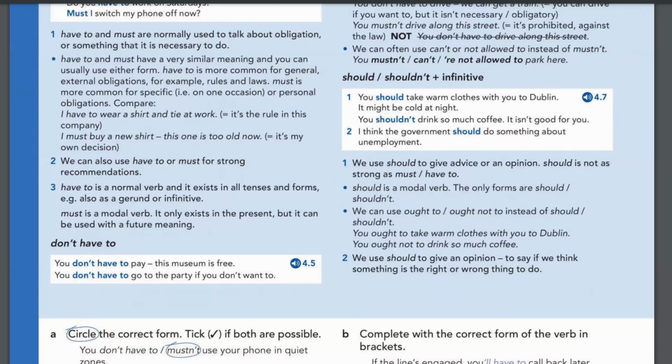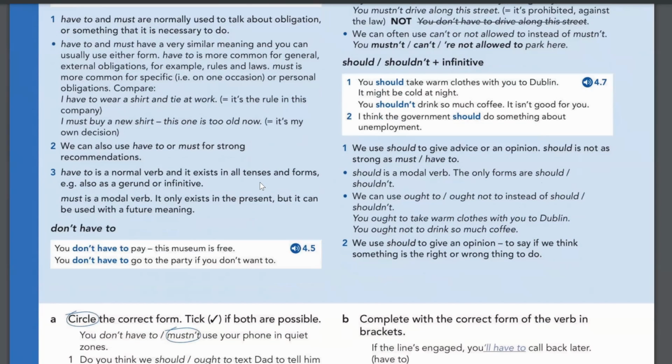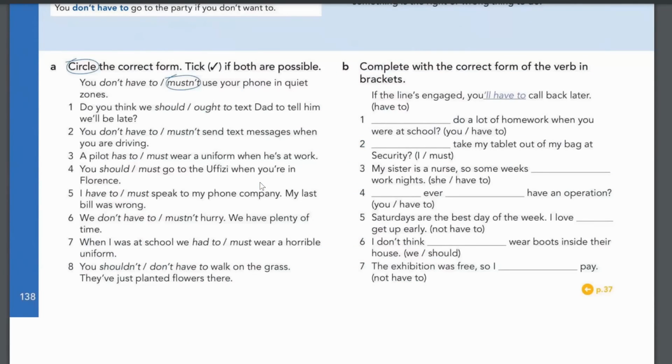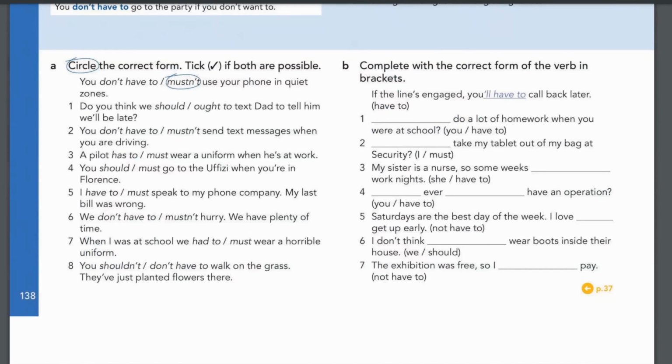Now we're going to do some exercise here, A and B. We're going to do some of them because the rest of it we're going to do in the class. So A exercise, we need to circle the correct form. Tick. So this is a tick if both are possible. So in some cases, both of them are possible. We can use it. So we're going to tick it at that time.